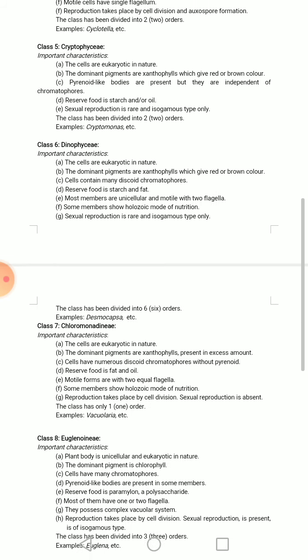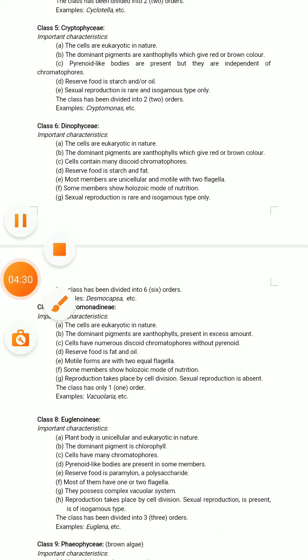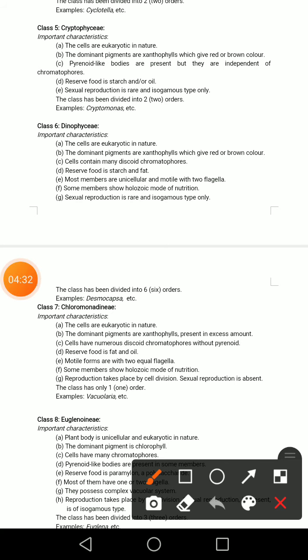Fifth class is Cryptophyceae. Important characteristics of Cryptophyceae include: the cells are eukaryotic in nature. The dominant pigments are xanthophylls, which give red or brown color. Pyrenoid-like bodies are present, but they are independent of chromatophores. Reserve food is starch or oil. Sexual reproduction is rare and isogamous type only. The class has been divided into 2 orders. Examples include Cryptomonas.